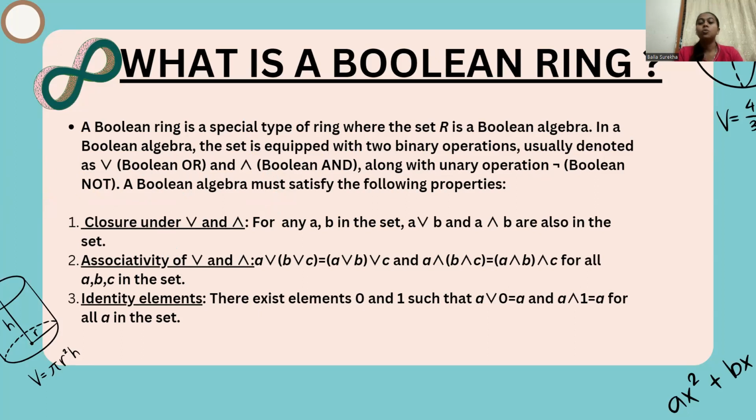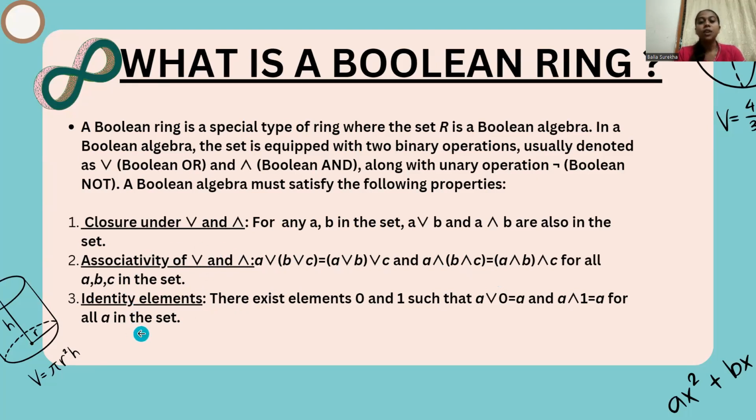So a Boolean algebra must satisfy the following properties. They should be closure, they should be associative, they should have identity, and also the inverse. And we will see the other two properties also. Closure property: for any A, B in the set, A or B and A and B are also in the set. So A or B and A and B should be present in the set. And associative law: (A or B) or C is equal to A or (B or C), and (A and B) and C is equal to A and (B and C) for all A, B, C in the set. So this gives the associative law.